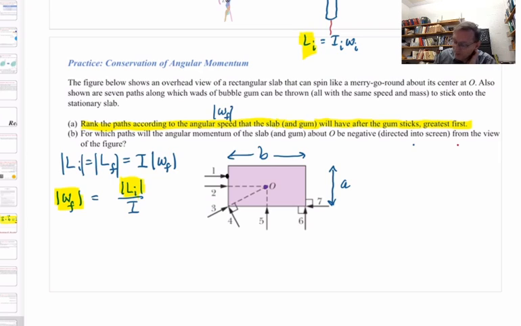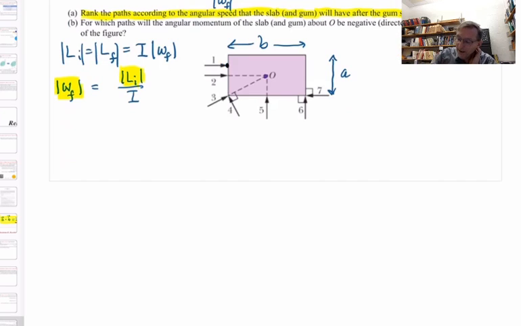So I'm going to do that. I'm going to go one by one, 1 through 7, and I'm going to write down whatever I can about the L initial magnitude in each case. Okay? All right, let me start with experiment number 1. Let me draw my own picture. There's the merry-go-round. There's the axis of rotation. There's the bubble gum just before it collides. Okay? Let's draw its linear momentum, P. In this case, that's the direction it's going.